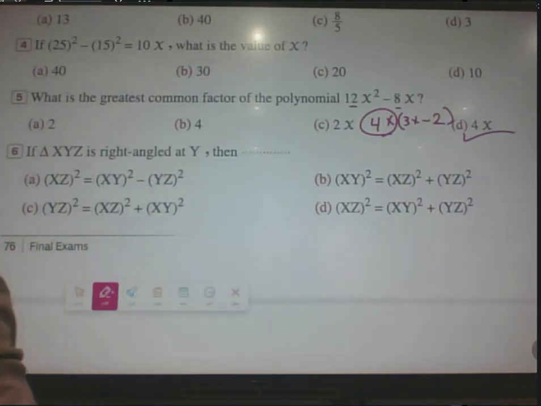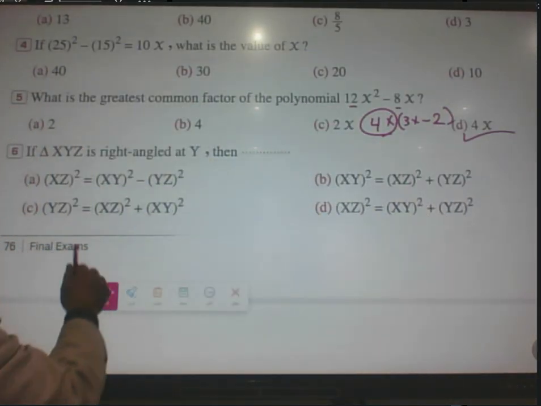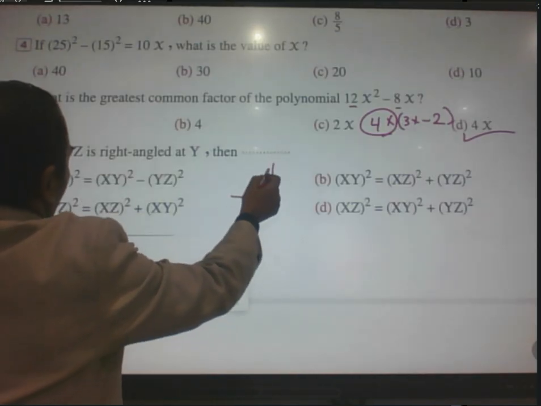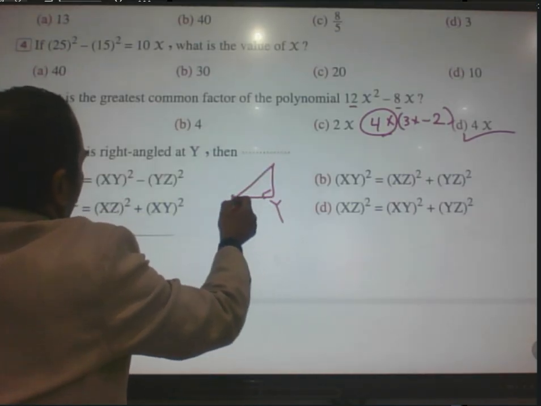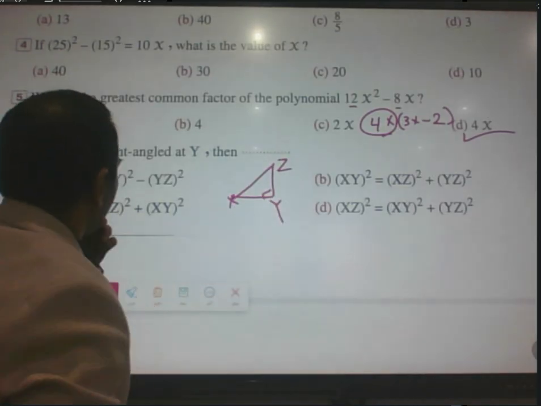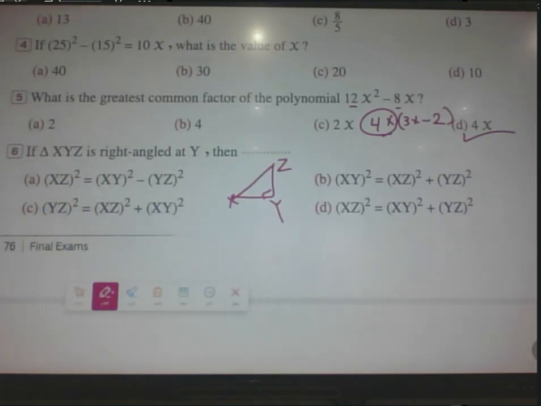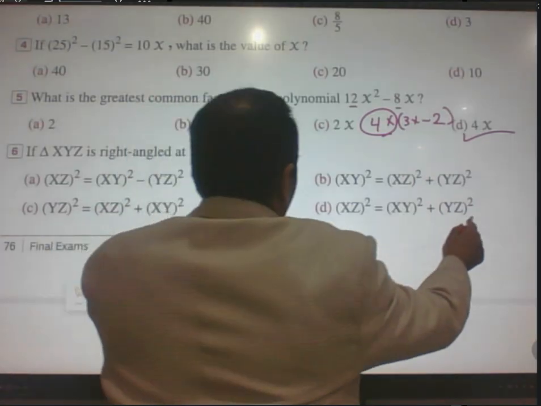Next question, in a right angle triangle, we have right angle at y. We can use here the Pythagoras theorem. Xz power 2 equal xy power 2 plus yz power 2. Choose letter D.